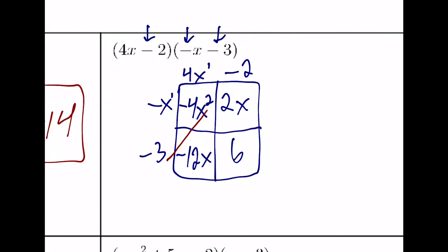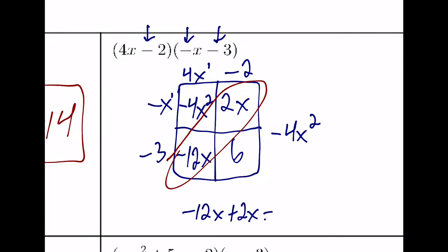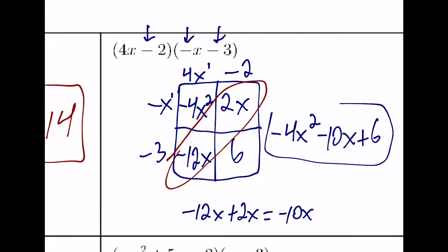When I combine like terms, this diagonal contains the only two x terms in the problem. So I end up with negative 4x squared, and then I take negative 12x plus 2x, which gives me a negative 10x, and then I add 6, and this is my final answer.